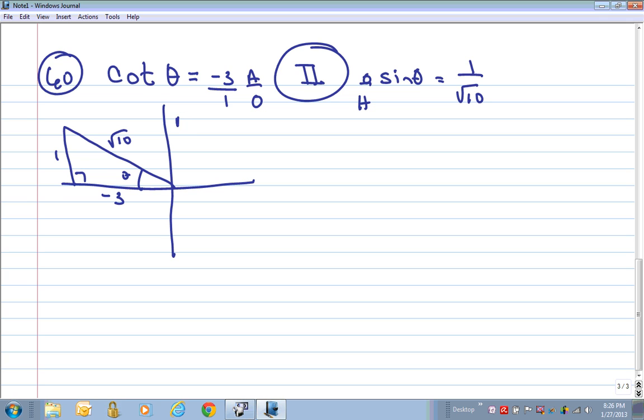Sine in the second quadrant, all surfers, is positive, so we don't have to worry about that. But we do need to rationalize our denominator, square root of 10 over square root of 10, and now we have the square root of 10 over 10, and that would be our final answer.